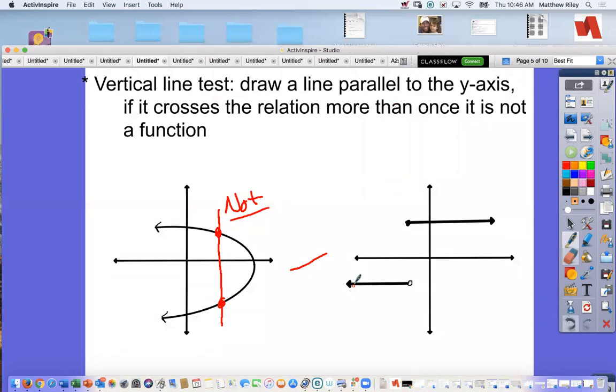All right, so again, what this is saying is that no vertical line, and people are looking right here. Well, does this touch it twice? No, because that's open, which means it doesn't hit it there, but it does hit it here. So yes, this is a function because it's open and closed. If they were both closed, not a function.